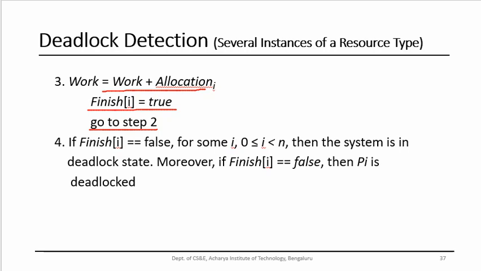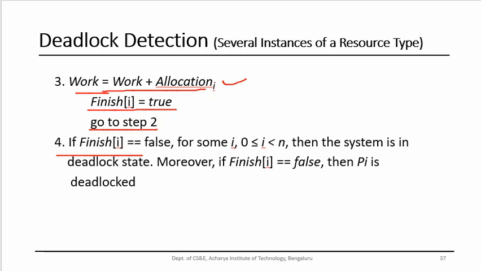If yes, then again do this. That is, you add its allocation to the work and make its finish equal to true. This process is repeated until we visit all the processes. Once that is done, we come to this fourth step, and here we see whether all the elements of finish are equal to true. If it is equal to true, then there is no deadlock.